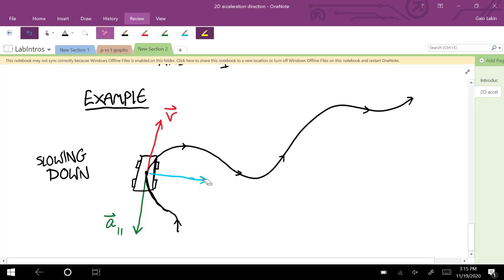These should, let me draw it a little more carefully, these should all be perpendicular to each other. A parallel and V need to be parallel. And this perpendicular part needs to be perpendicular to both of those two. So there's a perpendicular.